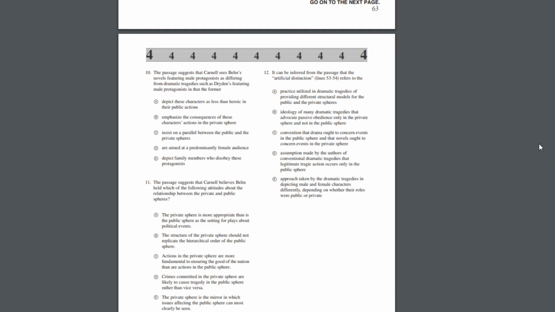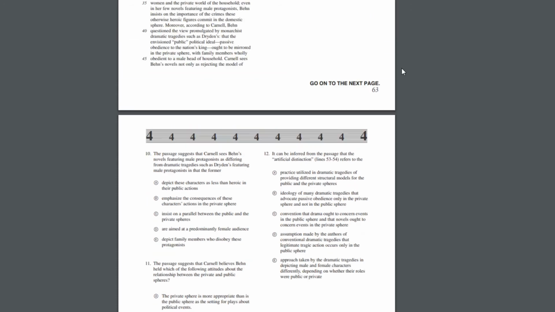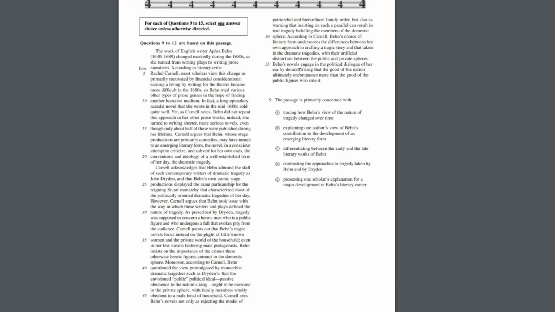When we go to look at 12, though, we can see that it's an inference question, and so we're looking for what is most likely to be true based on probably multiple places from the text. And so here we're looking for this artificial distinction. What is this artificial distinction referring to in the passage? So if we go up and find it, it's right here. So starting on line 50. According to Carnell, Ben's choice of literary form underscores the difference between her own approach to crafting a tragic story and that taken in the dramatic tragedies, with their artificial distinction between public and private spheres.